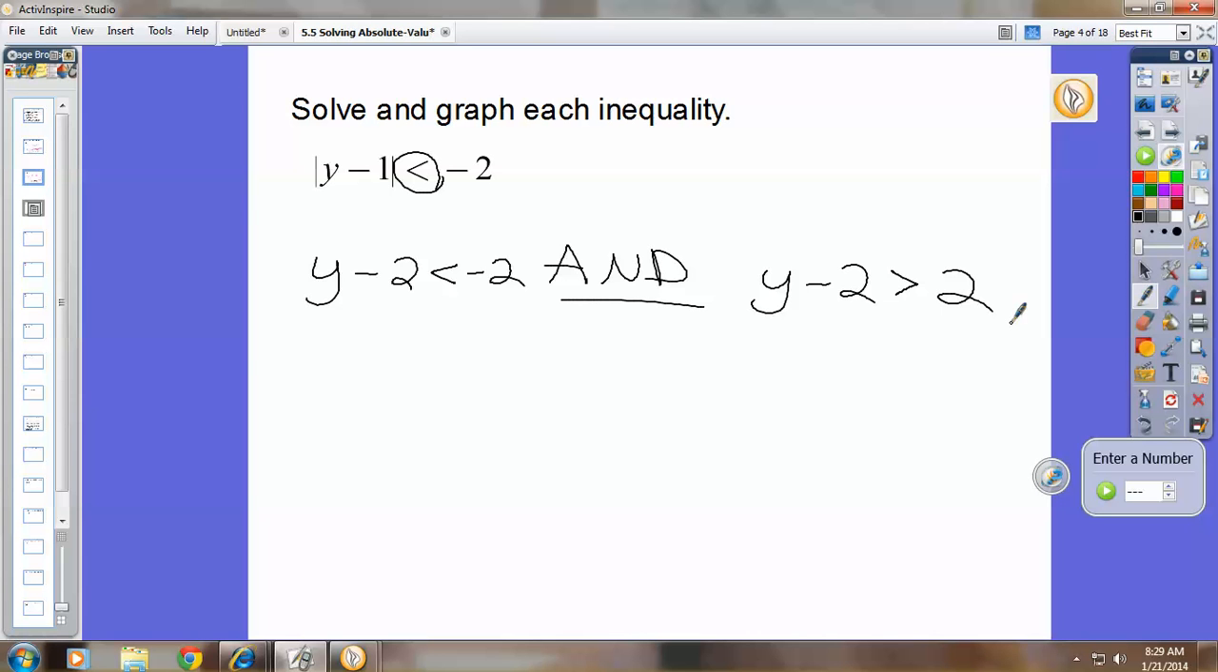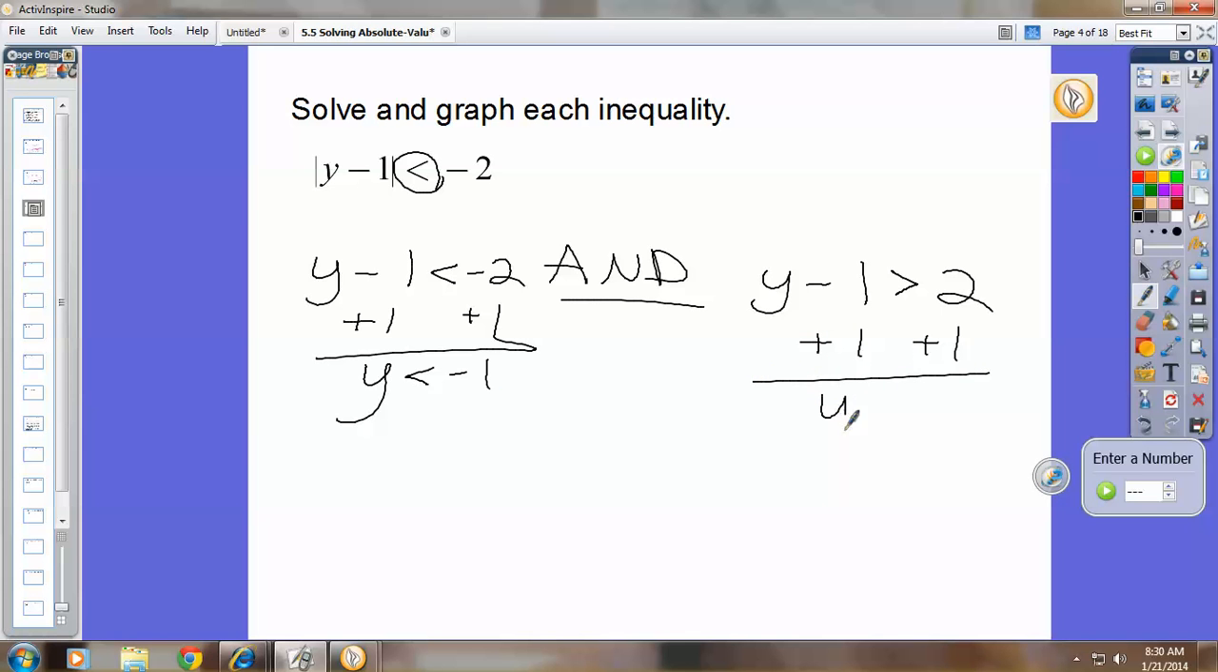Oh, I'm sorry. I did put 2 instead of 1, didn't I? Change that. There we go. Now we have to write an inequality. To solve the inequality on the left-hand side, what would you do? Add 1. So y is less than negative 1. On the right-hand side, what would you do to solve? Add 1. Y is greater than 3.